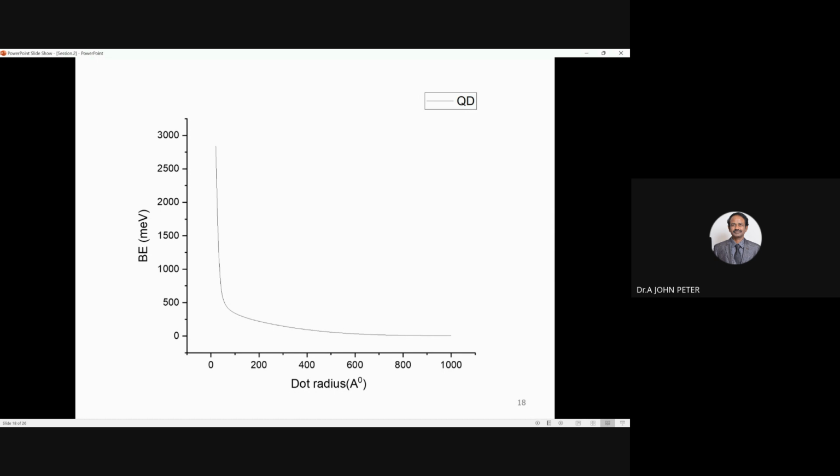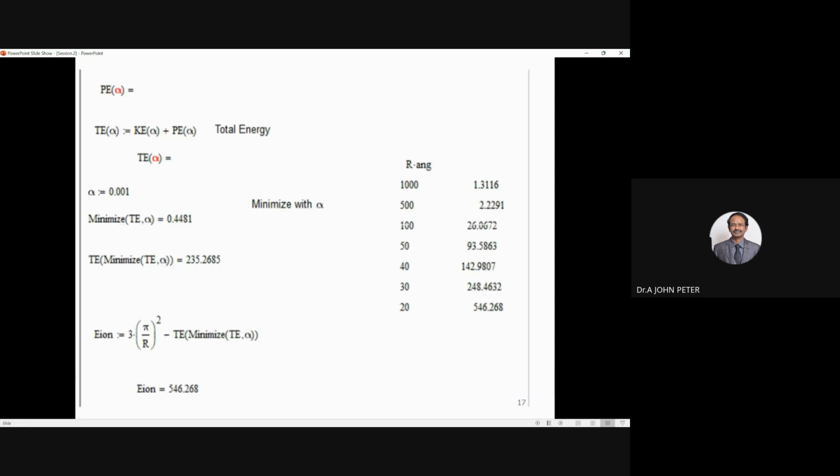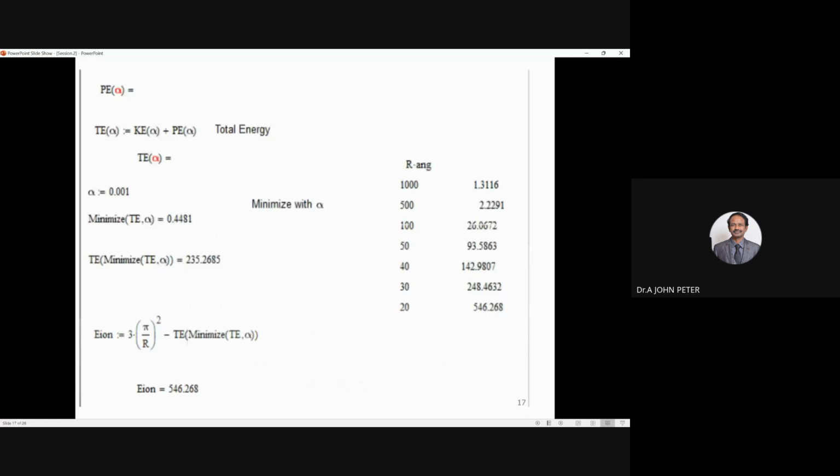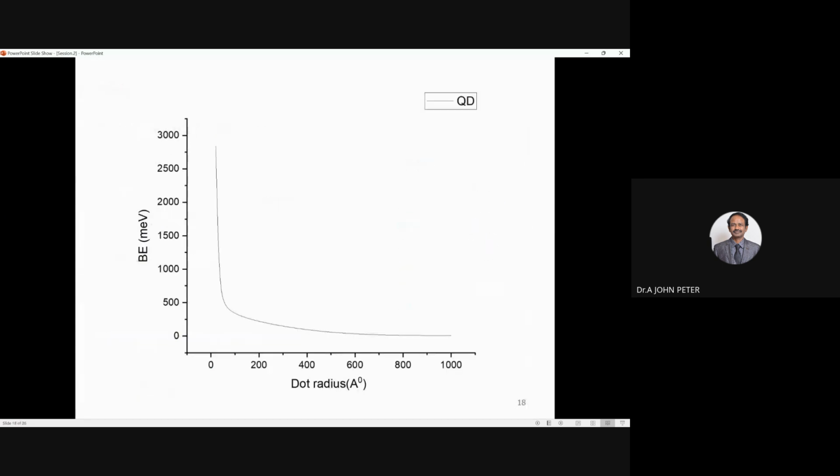That's all, with two y-axes. So you have binding energy on the right hand side, and R on the left hand side. R is the radius. You are going to draw the graph between these two. You can also use Excel, it doesn't matter, but Origin is a good software. The finish is very clear. Now for different values of radius, you have obtained different values of binding energy.